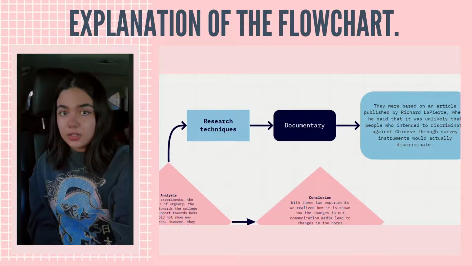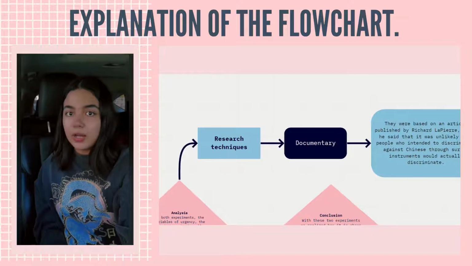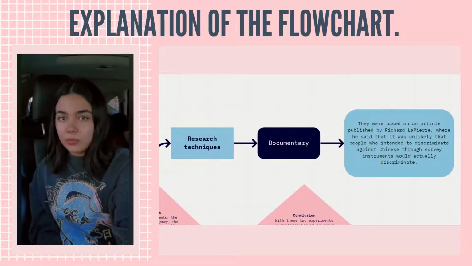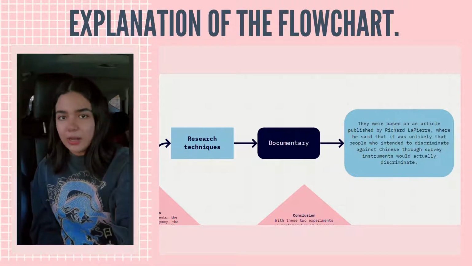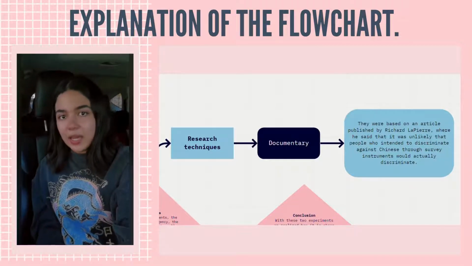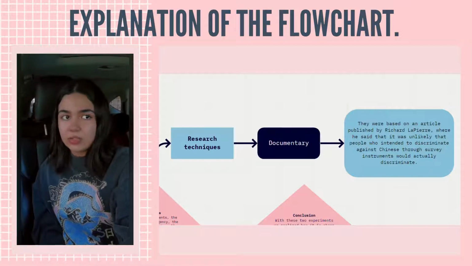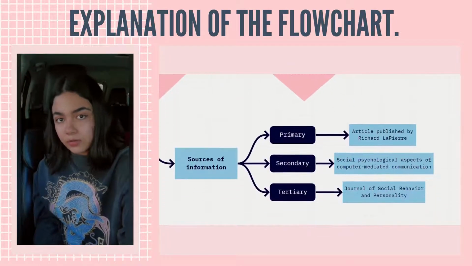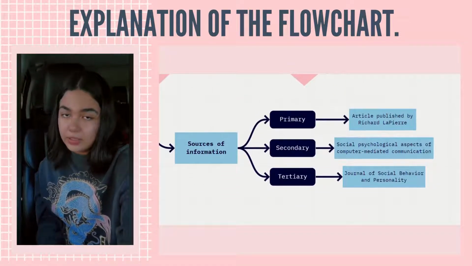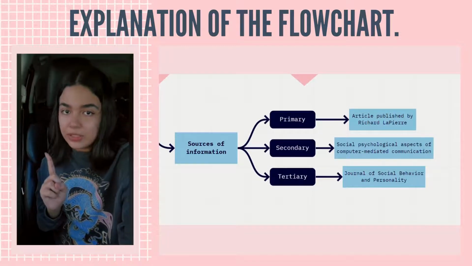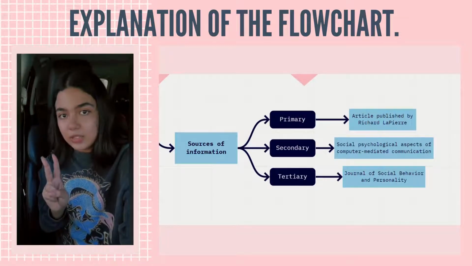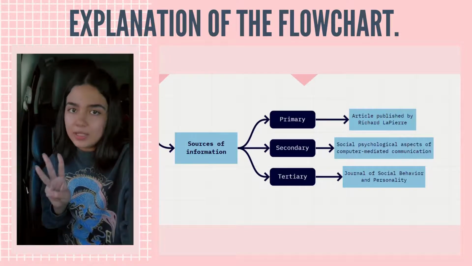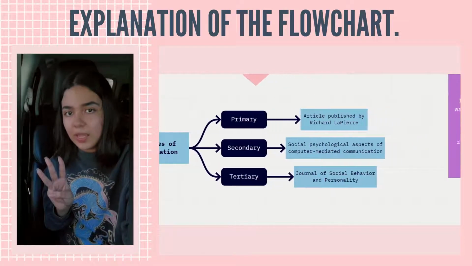In this investigation, the research technique that was used was documentary research. This is because the creators of the experiment were based on an article published by Richard Lapierre, where he said that people who shared intentions of discriminating against people were actually unlikely to discriminate. The sources of information that were used were three. One, the article published by Richard Lapierre. Two, the social and psychological aspects of computer-mediated communication. And three, the Journal of Social Behavior and Personality.